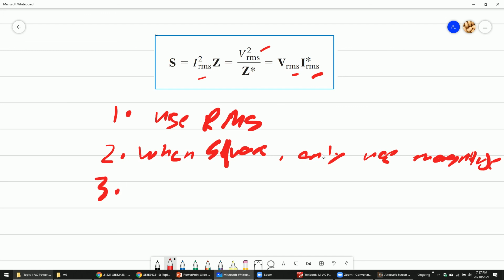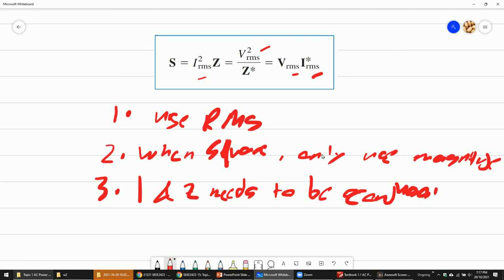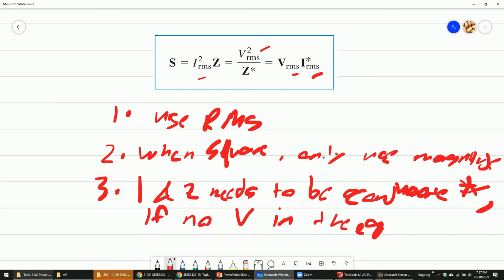And the third one, I forgot something. I said I and Z need to be conjugated, the star one. Make sure positive goes to negative and negative to positive for the complex value. But this only applies if there is no V in the equation. You can see here, this one has V, so you have to conjugate I. This one has V, you have to conjugate I. But for this one, you don't have V, you don't have to conjugate both values. Make sure you update this into your knowledge.